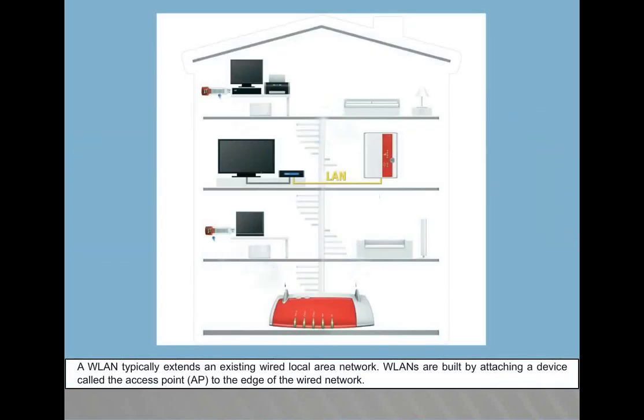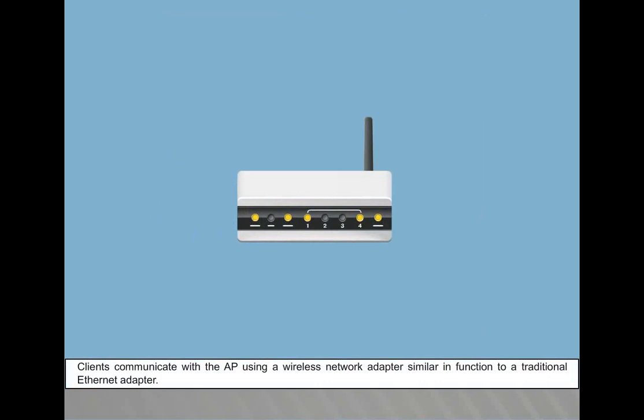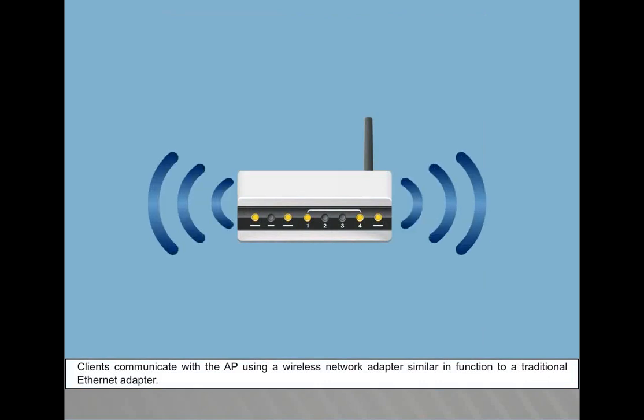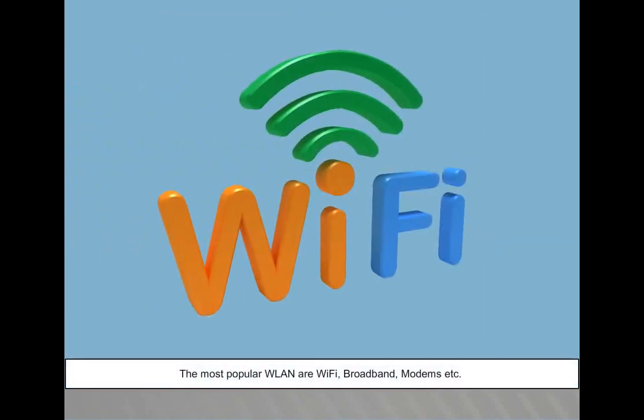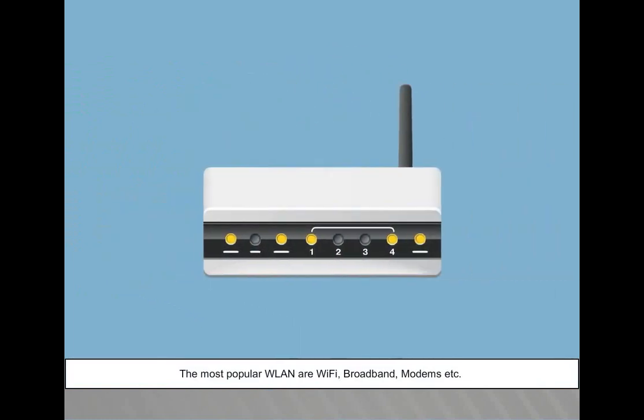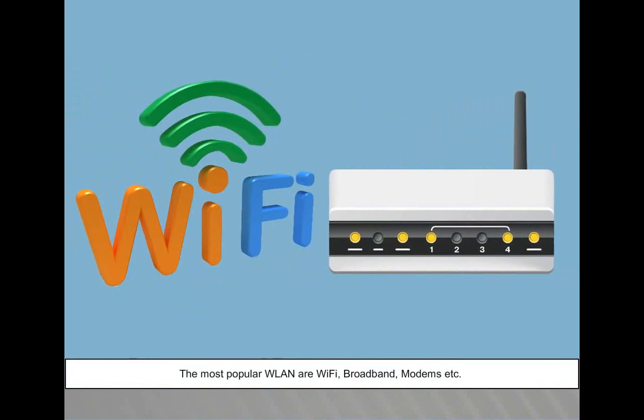A wireless LAN typically extends an existing wired local area network. Wireless LANs are built by attaching a device called the access point, that is AP, to the edge of the wired network. Clients communicate with the AP using a wireless network adapter similar in function to a traditional Ethernet adapter. The most popular wireless LANs are Wi-Fi, broadband, modems, etc.